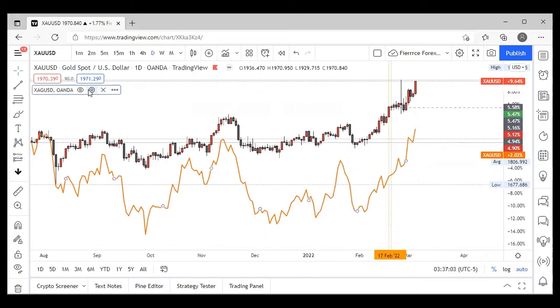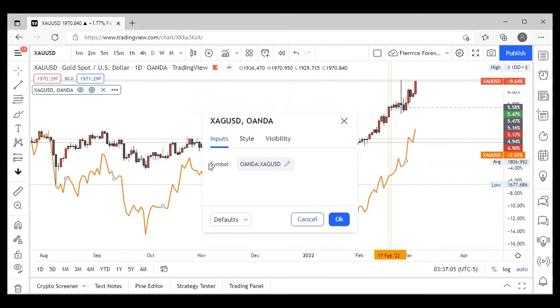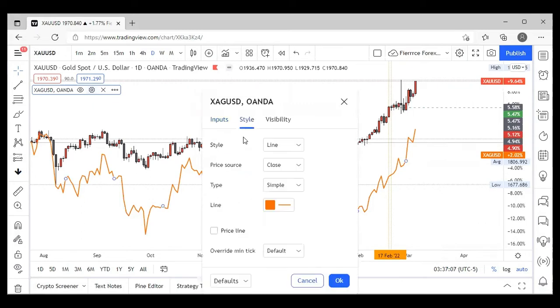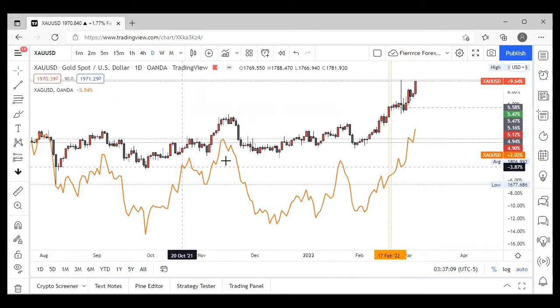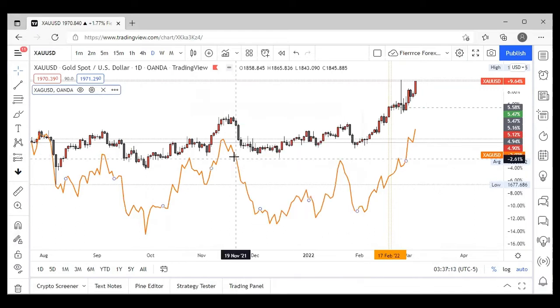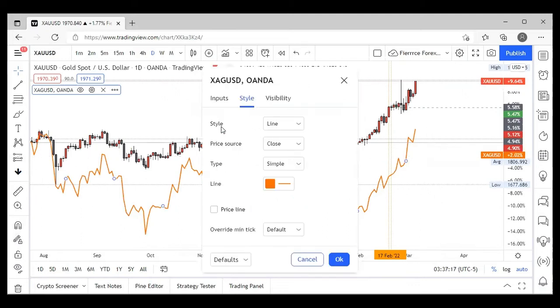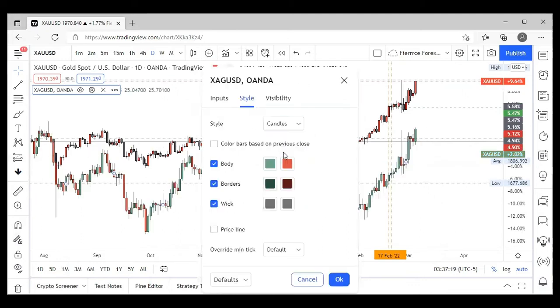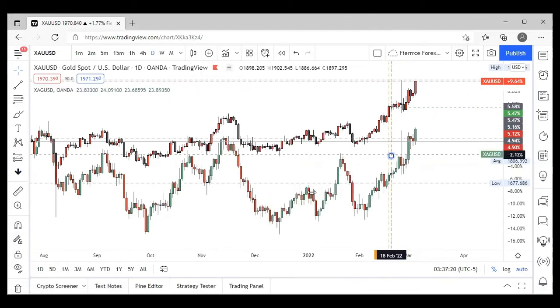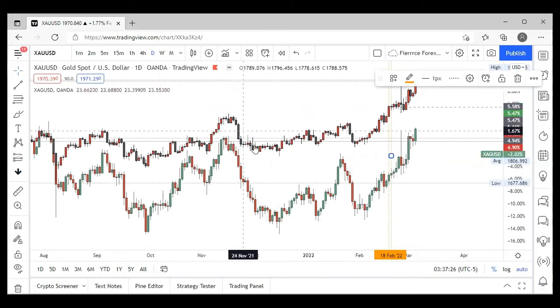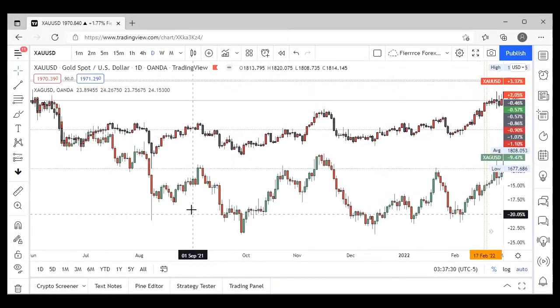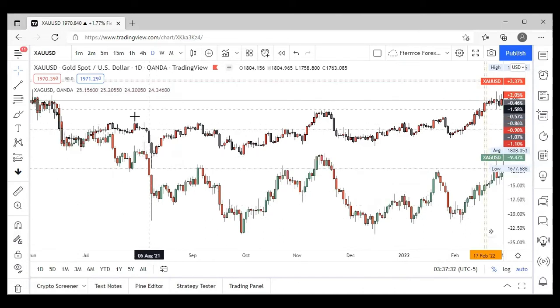If I click on this silver, this is the line chart. If I want to change it to a candlestick, I can actually do that. I just double click on it, go to style, and I can choose candles. So now I can see the silver, and we can see silver was more bearish here. In as much as gold was also bearish, silver looks more volatile than gold. We can even see the drop that happened here and here.